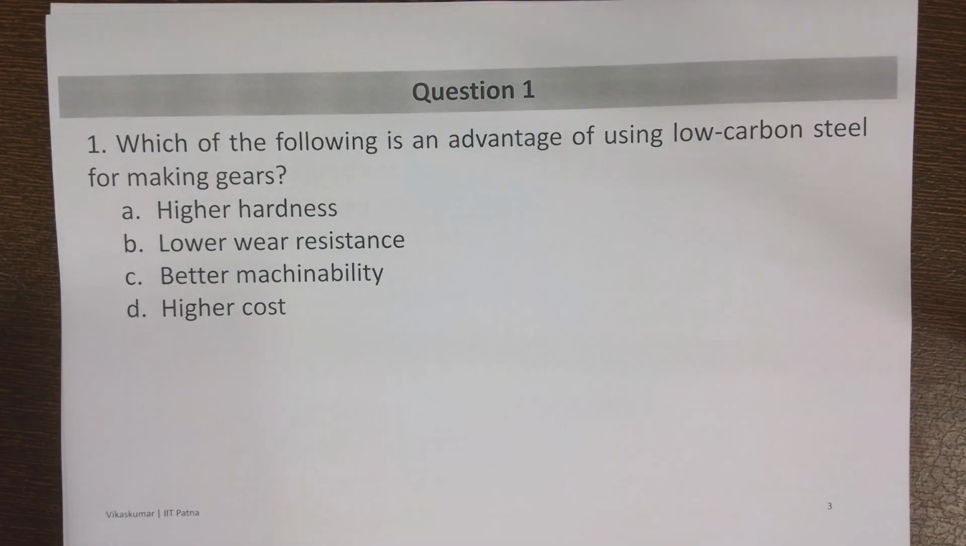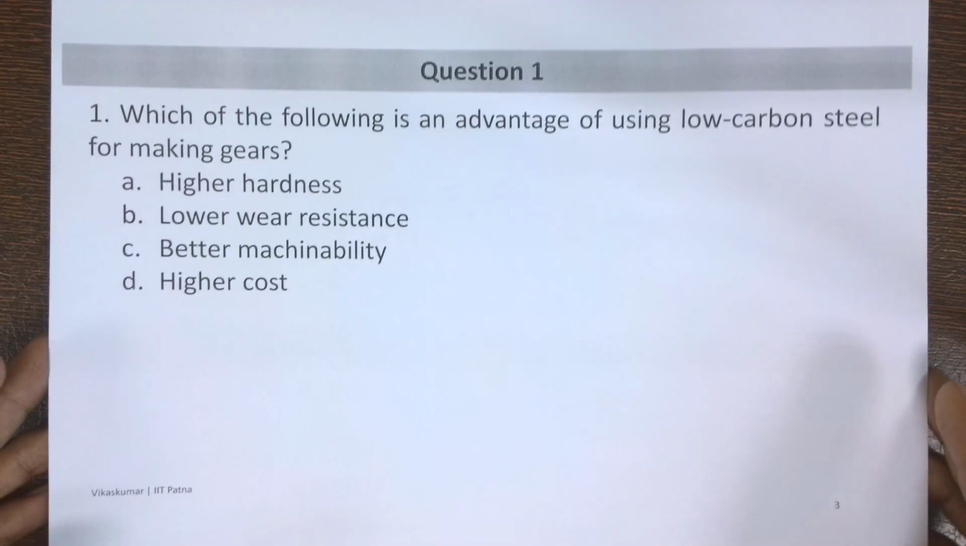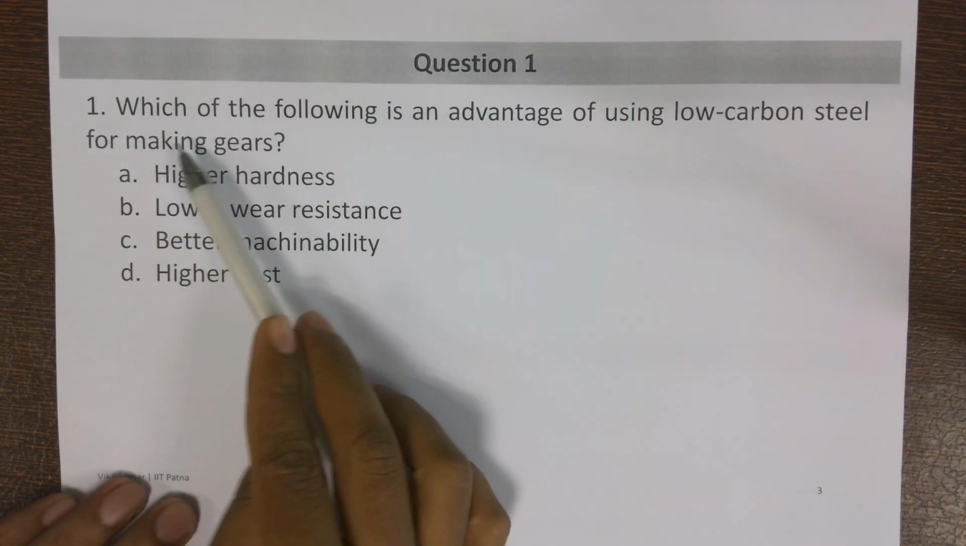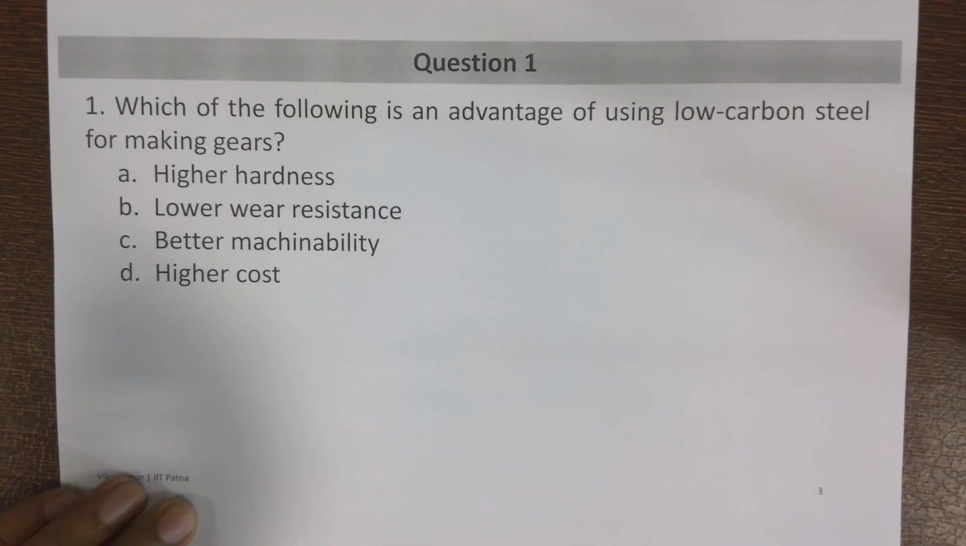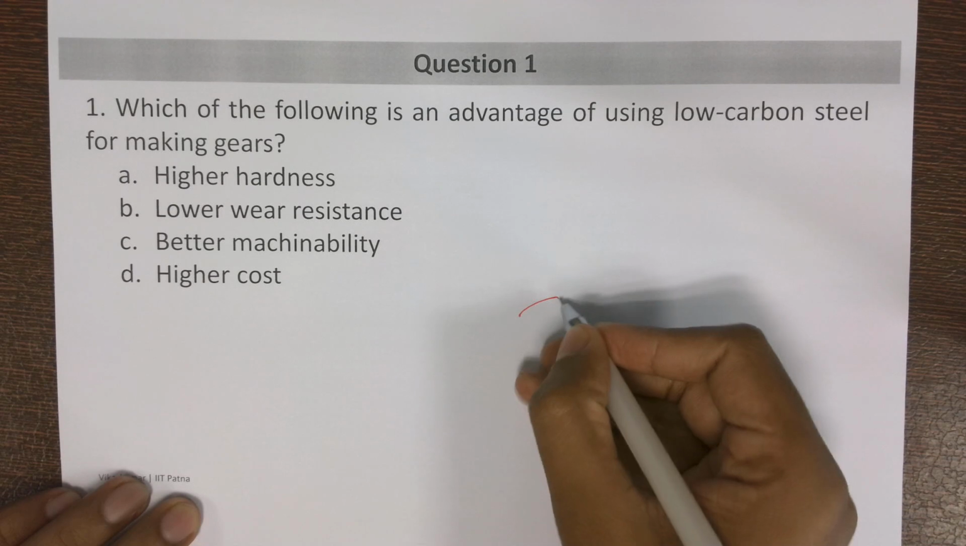Question number one. The question says: which of the following is an advantage of using low carbon steel for making gear? So see, we make the gears like this.